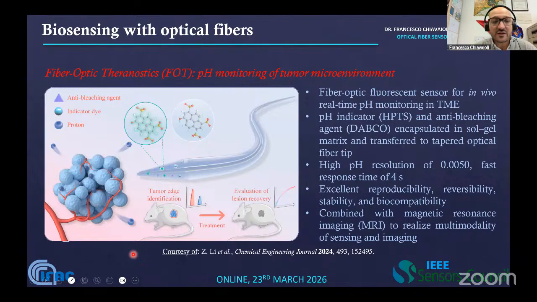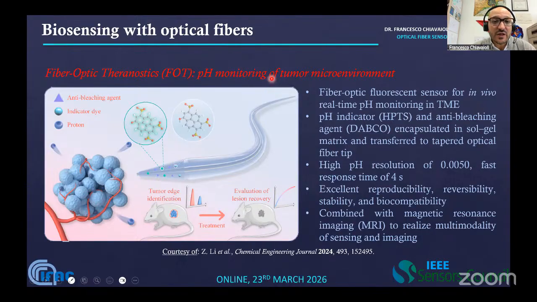Following the previous study, the same group developed a fiber tip probe that is used to monitor the pH of the tumor microenvironment. The monitoring of this parameter is fundamental because it allows to localize the tumor and also to have feedback of the tumor, because the acidic environment of the tumor has a pH around 5 to 5.5, while healthy tissue has a physiological pH of more than 7.